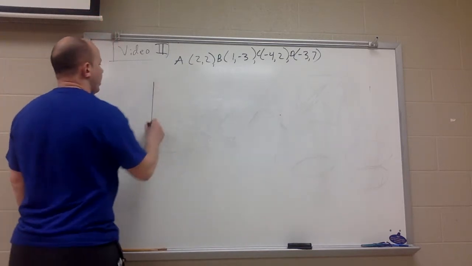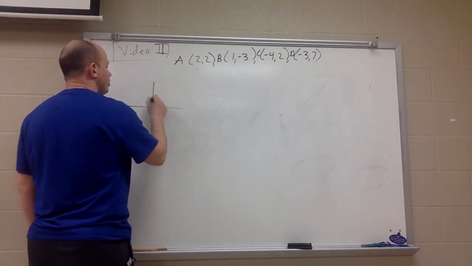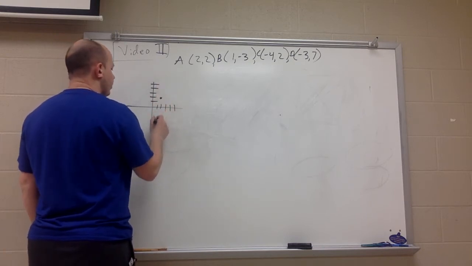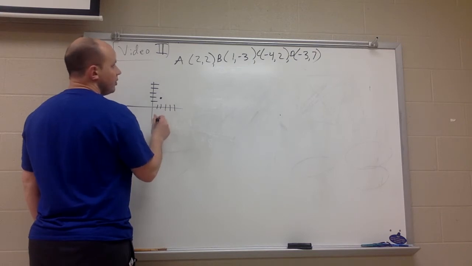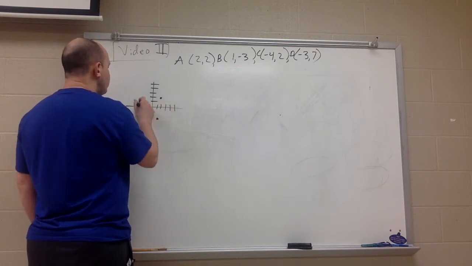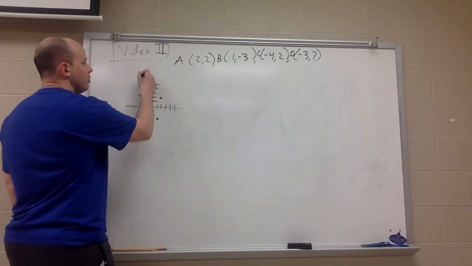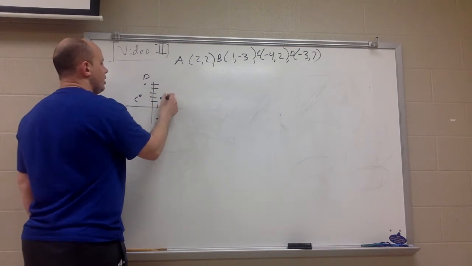First, I would like to plot out roughly where they are. So 2, 2 would be right about here. 1, -3 would be right about here. -4, 2 would be right about here. And -3, 7 would be right about here. Okay? So D, C, A, B.